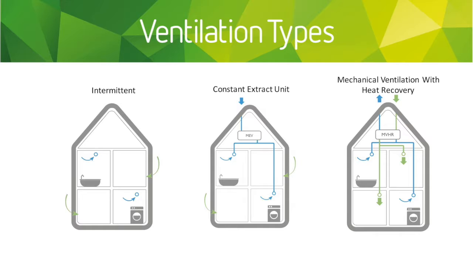Now the next one is a constant extract unit. That is simply a single fan in your house. It could be located in a closet or a utility room or in the roof space, where it constantly sucks out air from the space, from your toilets, your kitchen, and your WCs. So you're constantly sucking air out, and the replacement air will come through natural means, in inverted commas. That will come through your windows or your trickle vents or underneath poorly sealed doors.